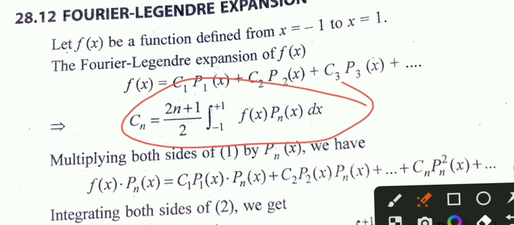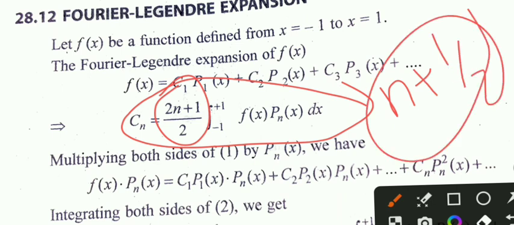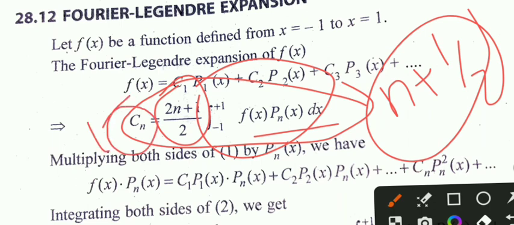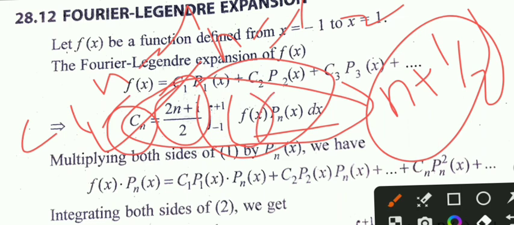You can easily remember this by converting the formula to n plus half, times the integration from minus 1 to plus 1 of f of x pn of x dx. With the help of this formula we can find out the value of the constants, that is c1 for n equal to 1, c2 for n equal to 2, by putting in f of x and the value of pn of x.